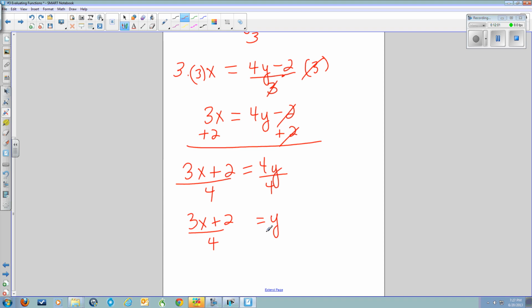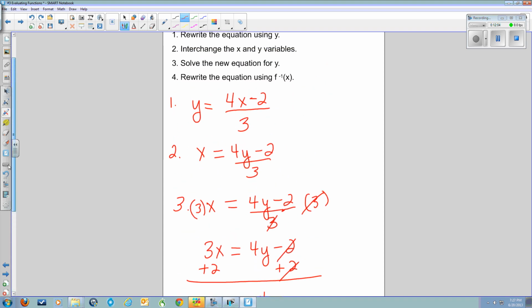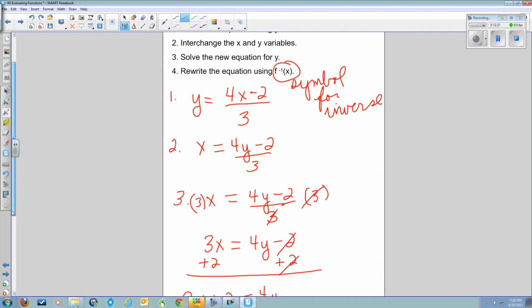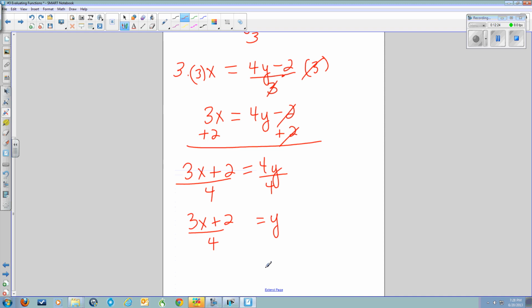Now keeping in mind that this is the inverse of our function, I'm going to go back up here. The symbol that we use for the inverse is listed here at the top. It's what I've just circled, f to the negative 1 of x, which means the inverse of the function of x. So all we're going to do in our last step is replace the y with f inverse of x. So f inverse of x equals (3x plus 2) over 4.